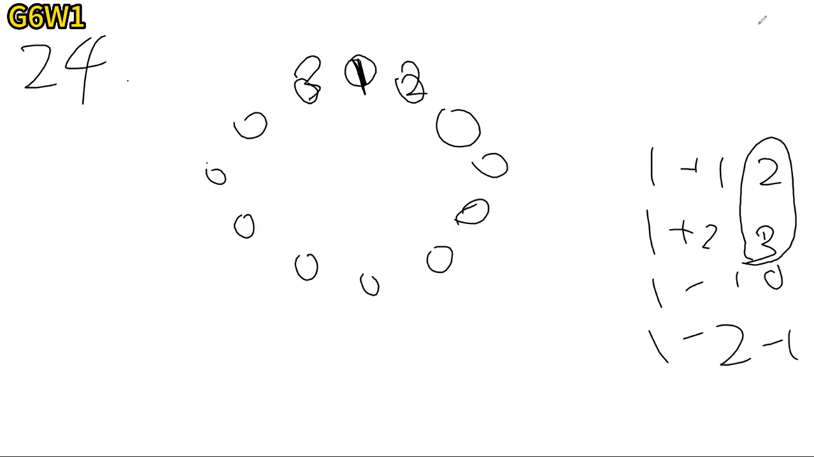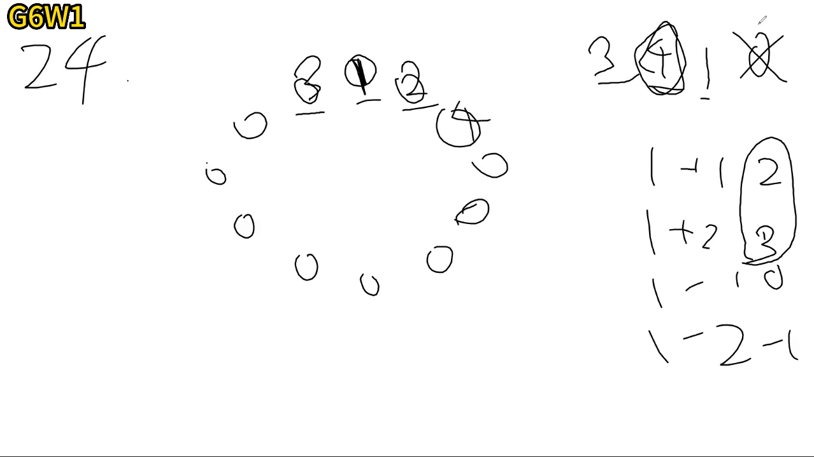So for 2, what neighbors does 2 have? 2 has 2 plus 1, 3, 2 plus 2, 4, 2 minus 1, 1, and 2 minus 2, 0, which we don't have. So 2 can be neighbors with 3, 1, or 4. But we know that 3 is already on the other side of 2, which doesn't count as a neighbor. So we have only 4 left, since we already used 1. So we have 4.